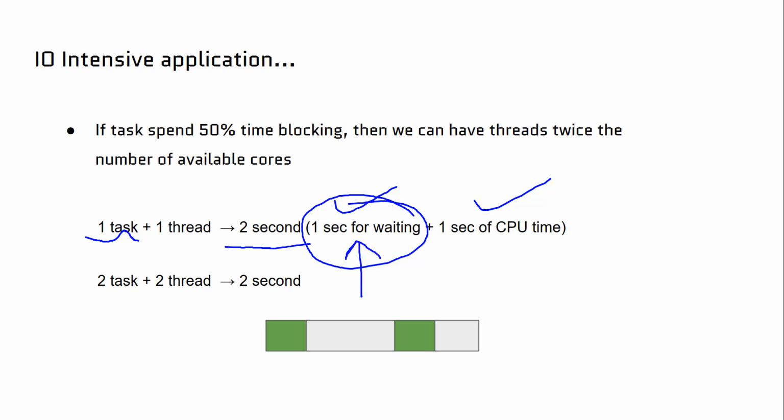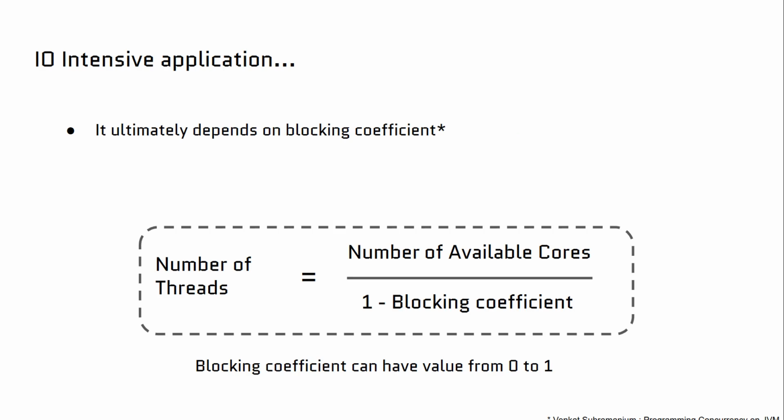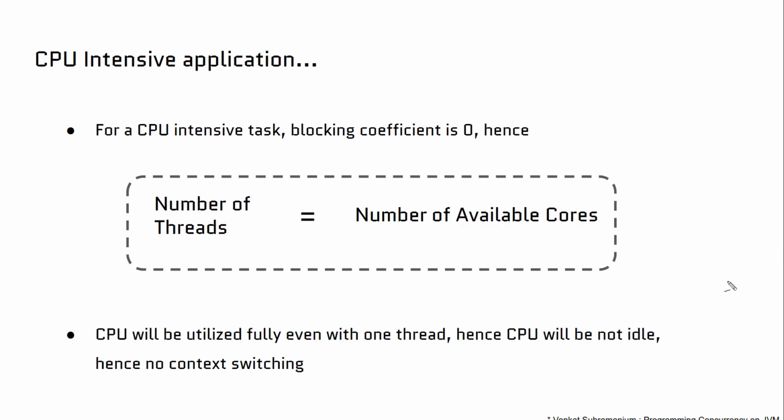So we can correctly say that if we create two tasks and two threads to execute them, it will take only 2 seconds, because when one thread is blocking on a database call, another thread can perform computation on the CPU. The formula for calculating the number of threads you should use in your IO application is the number of available cores divided by 1 minus the blocking coefficient. This value can be from 0 to 1. If your blocking coefficient is 0.5, then your number of threads would be twice the number of available cores.